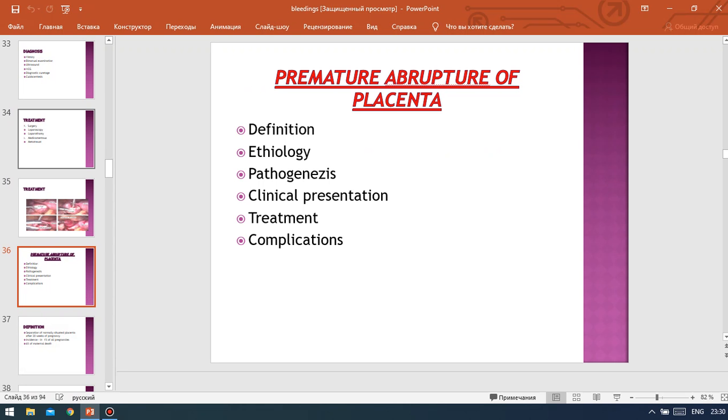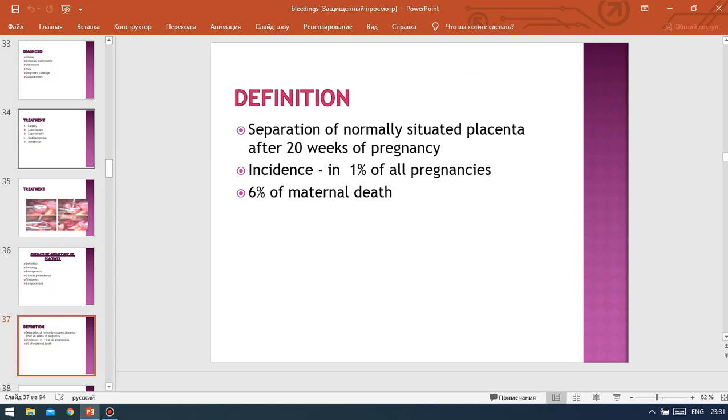Premature abruption of placenta. First we talk about definition, etiological factors, pathogenesis, clinical presentation, treatment, and lastly complications. It's a very severe situation when we have separation of a normally situated placenta after 20 weeks of pregnancy. Incidence is 1% of all pregnancies and 6% of maternal deaths. You saw that it's just 1% and 6% of maternal deaths.